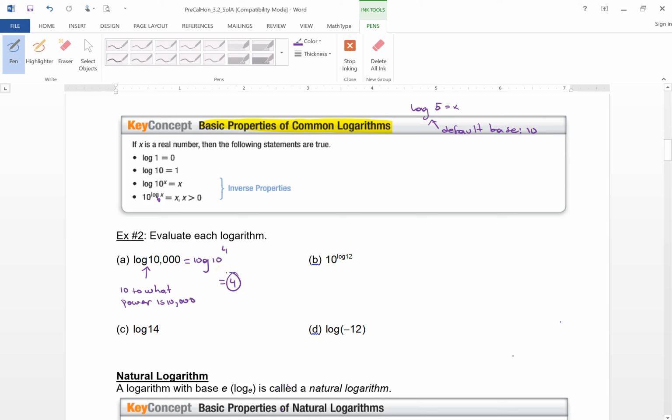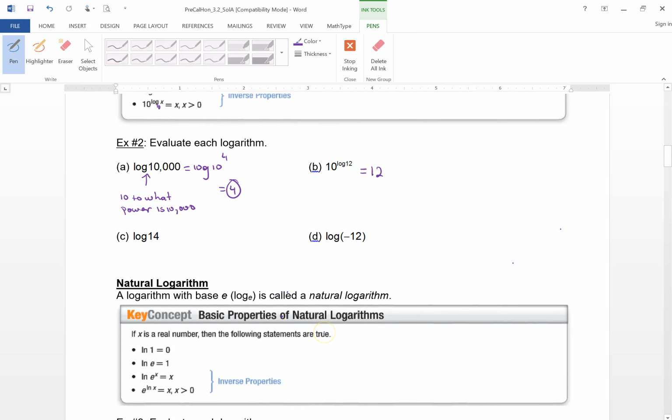Okay? Here, what would the answer be? 12, right? 10 to the log goes away. This is the inverse property. What about this one? Okay, so 10 to what power equals 14? You cannot do this by hand, so you plug it in the calculator. So go ahead and plug it in the calculator.